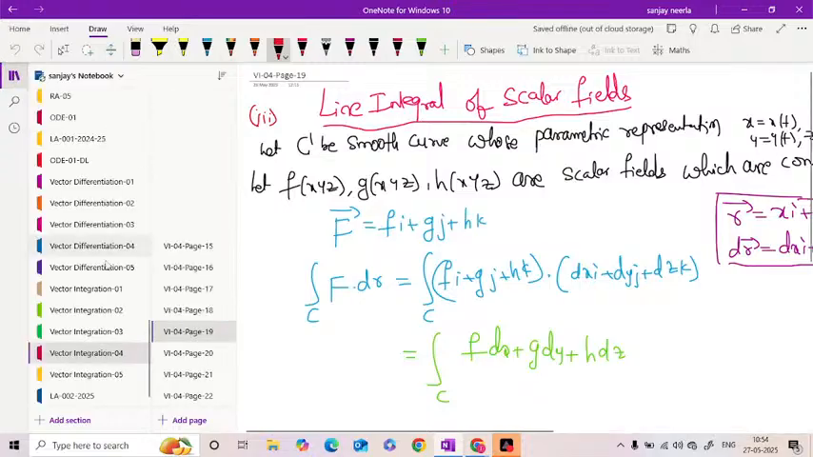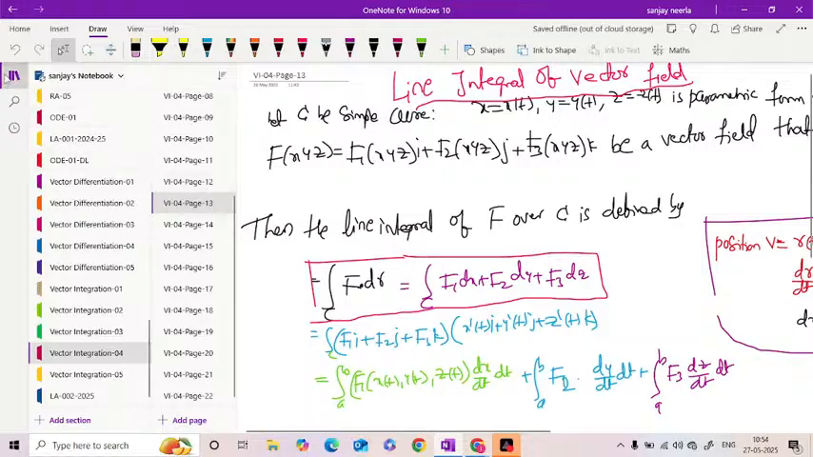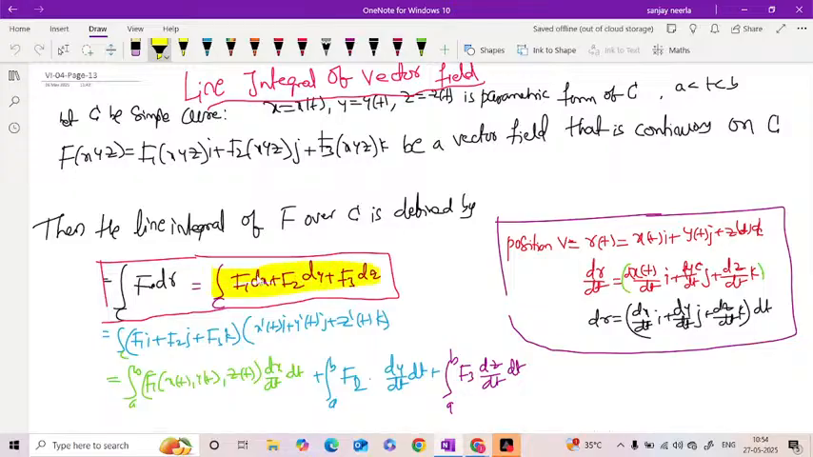In the previous line integral of the vector field, you have to take the dot product of f and dr, but in the line integral of the scalar field it is directly f1 dx plus f2 dy plus f3 dz only. Mathematically there is no difference between the line integral of the vector field and the line integral of the scalar field, but physically it is different. That is the observation.